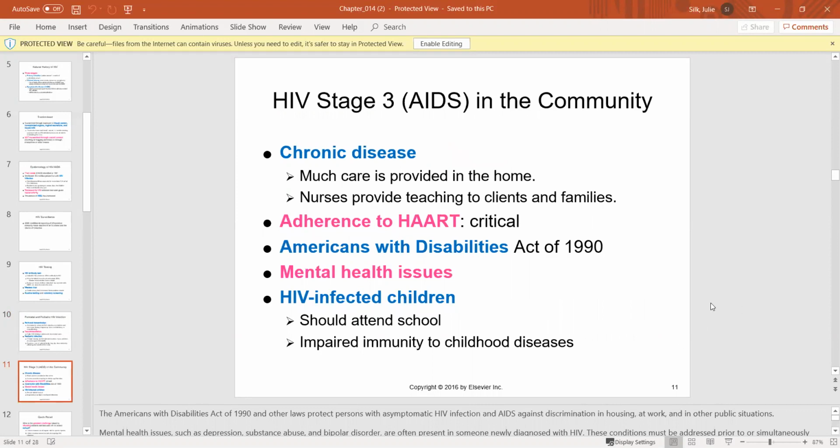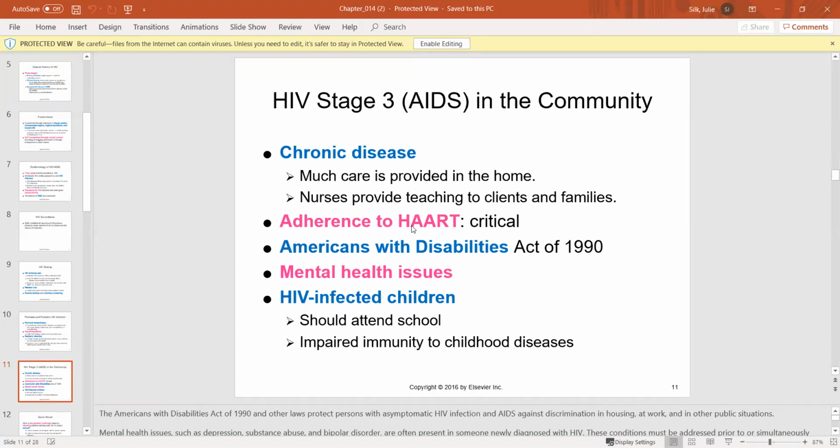Okay, so HIV stage 3. This is when we have someone with full-blown AIDS in the community. So this is a chronic disease. Much care is provided in the home. So we need to provide teaching to the patient and the family. Try to get them to stick with their medications.